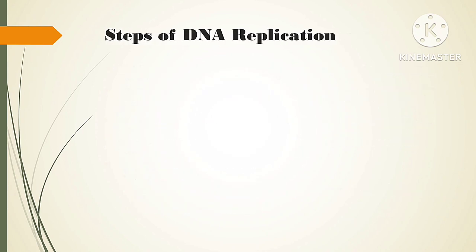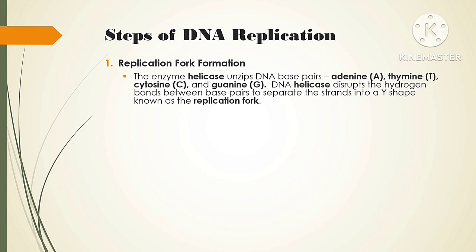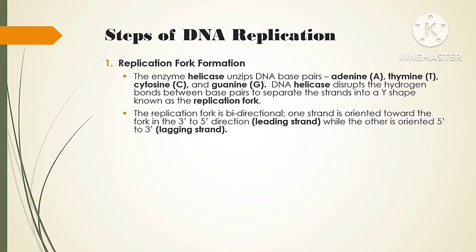Steps of DNA replication. 1. Replication fork formation. The enzyme helicase unzips DNA base pairs, adenine, A, thymine, T, cytosine, C, and guanine, G. DNA helicase disrupts the hydrogen bonds between base pairs to separate the strands into a Y shape known as the replication fork. The replication fork is bidirectional.